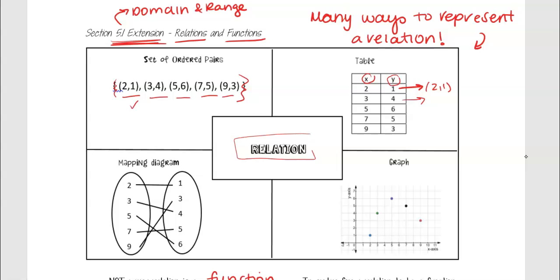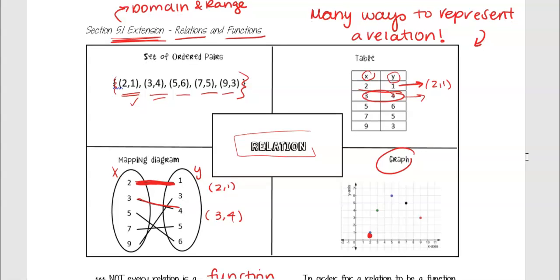Something called a mapping diagram. One circle is your x's, the other circle is your y's, and the arrows between the circles represent what x goes to which y. So the 2 goes to the 1. That's why it would give me the point 2, 1 that we see everywhere else. 3 to 4, guess what? That's our next point. And then lastly, as a graph, which we're very used to seeing, we've got points, 2, 1. That's that same point, 2, 1, that we've been seeing in the other forms.